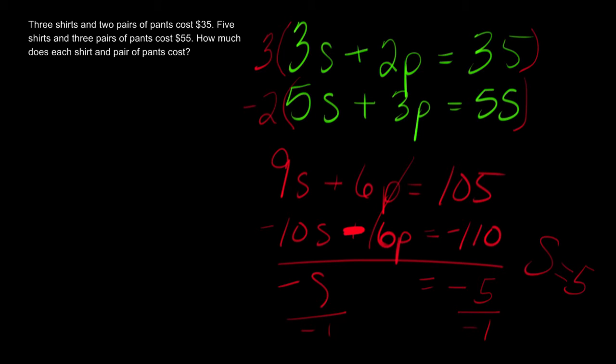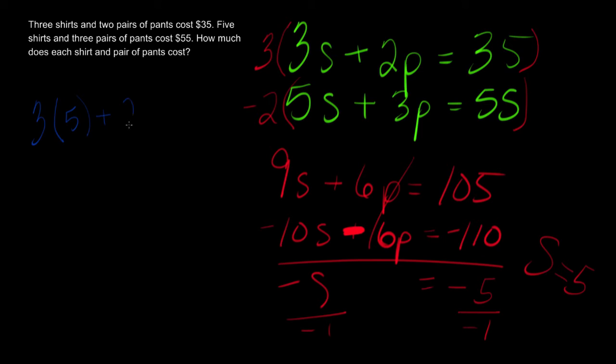All right, we're not finished though, because we only figured out that each shirt costs $5. That's what it means when it says S equals 5. Now we need to figure out how much each pair of pants costs. So I'm going to plug in 5 for S into either one of these two equations. It doesn't matter which one you plug into. I'm going to choose the top one.